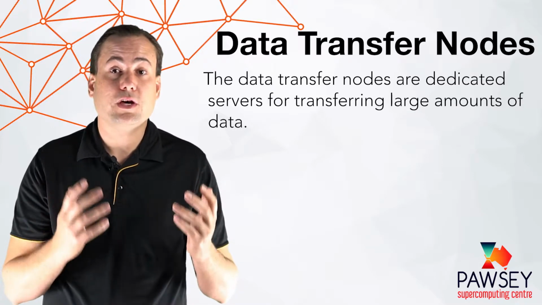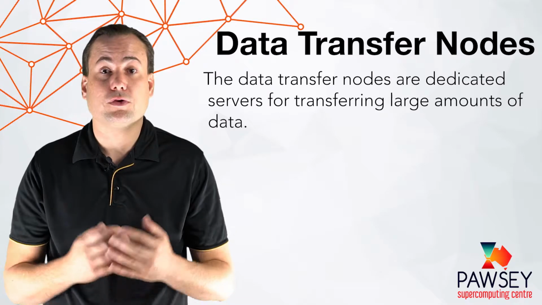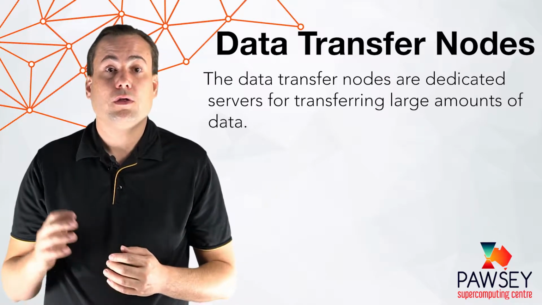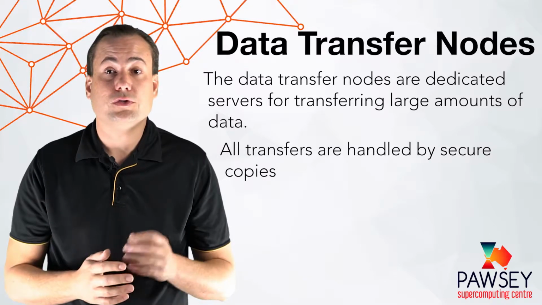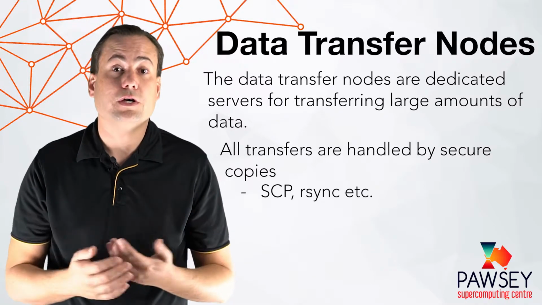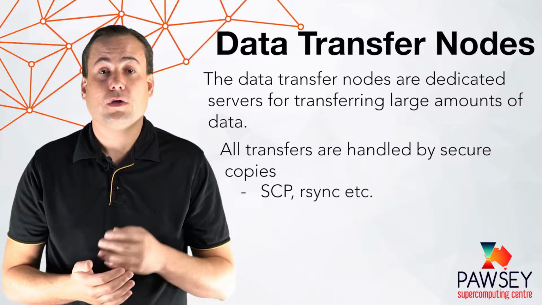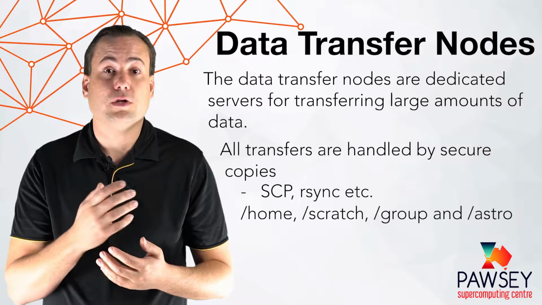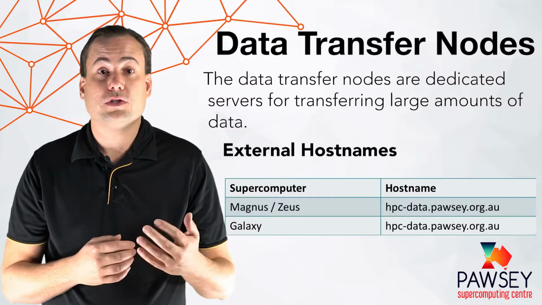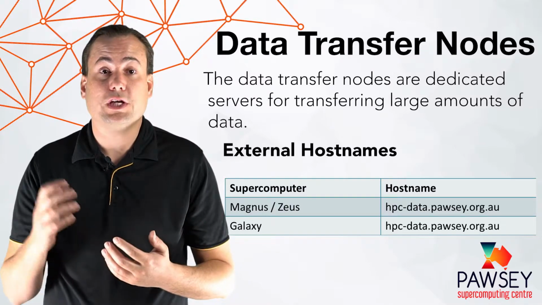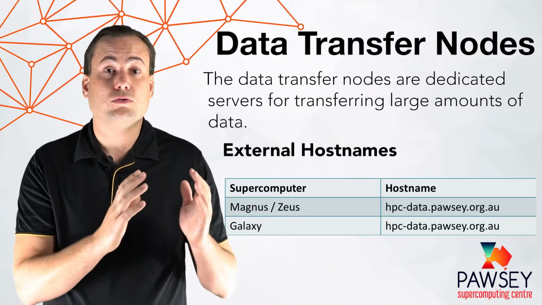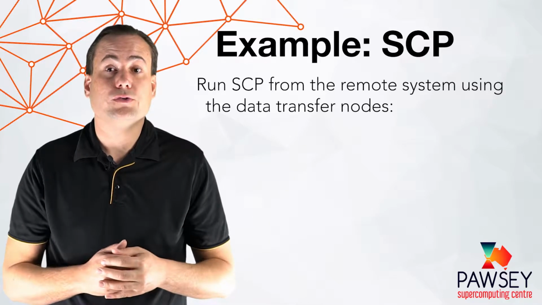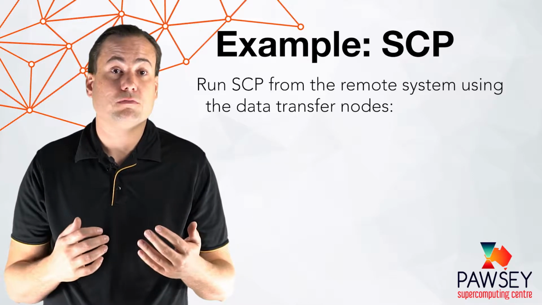Instead, there are a number of data transfer nodes with high bandwidth external network connections for transferring large amounts of data. These support secure data transfers using standard protocols and clients such as SCP and rsync. They also mount all of the standard Pawsey file systems such as Home, Scratch, Group and Astro. Data transfers for all supercomputing systems should use the hpc-data.pawsey.org.au hostname.